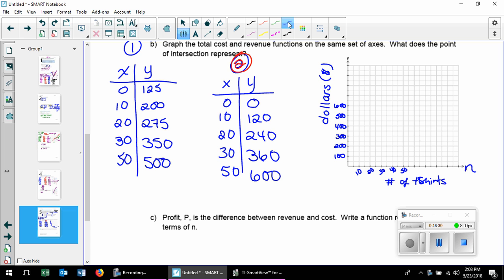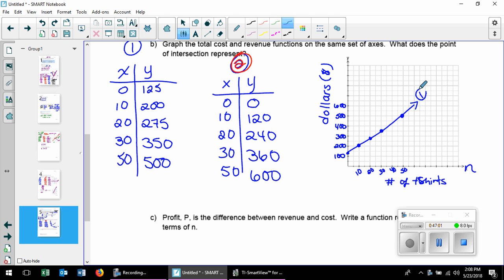So let's graph this. At 0, for the blue graph, for graph 1, we're at 125. So right there. At 10, we're at 200. At 20, we are at 275. At 30, we are at 350. And at 50, we are at 500. We're not talking about 40.